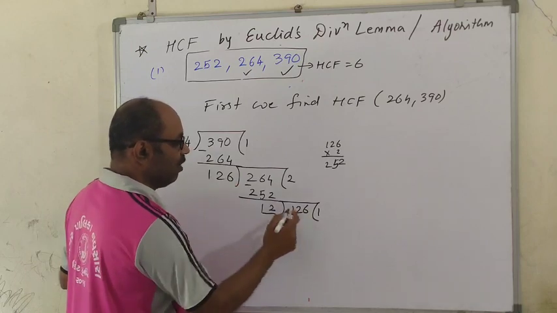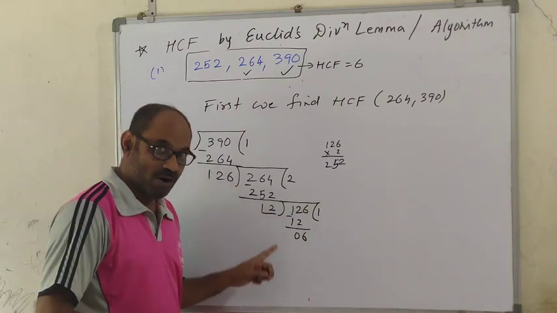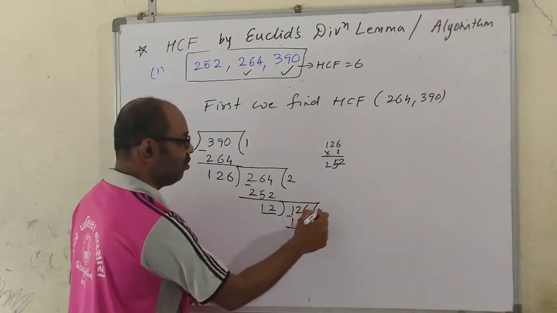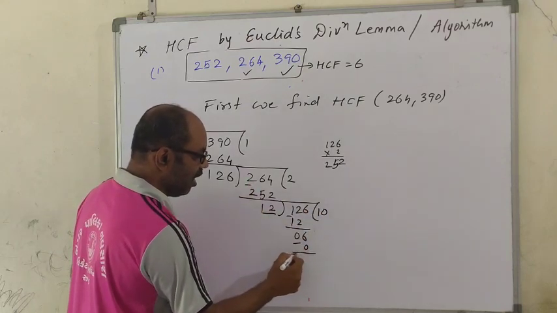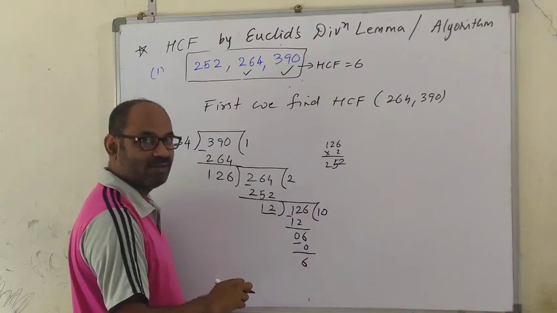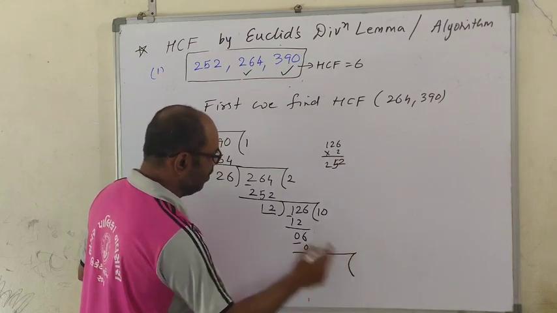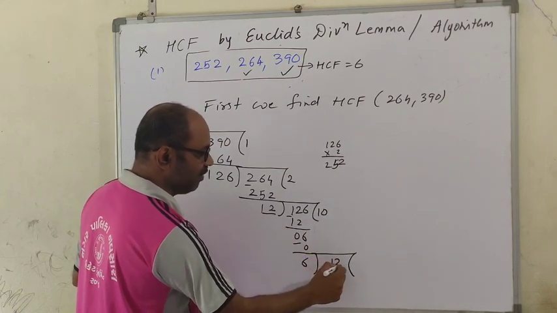Let's see. 12 ones are 12, 0. Bring down 6. If you brought down 6, you have to divide. 12 zeros are 0 and 6. Now the division is over. There are no more digits to be brought down. So this is your final remainder. Remainder becomes divisor and the divisor becomes dividend.